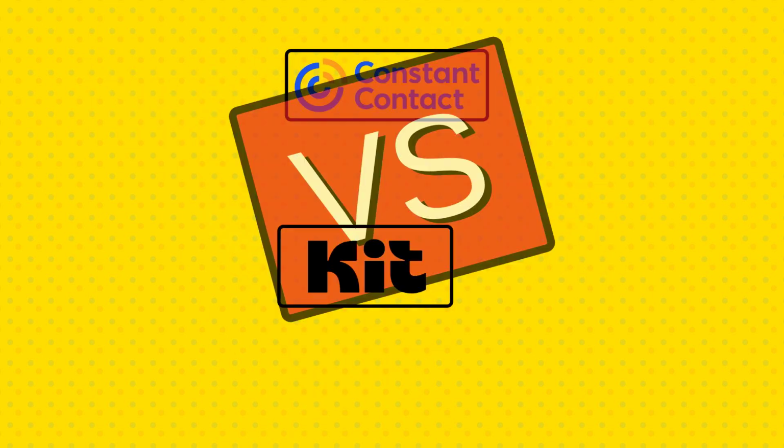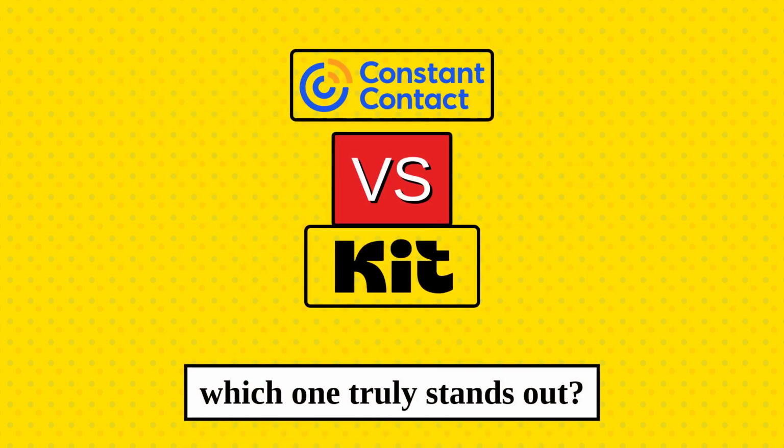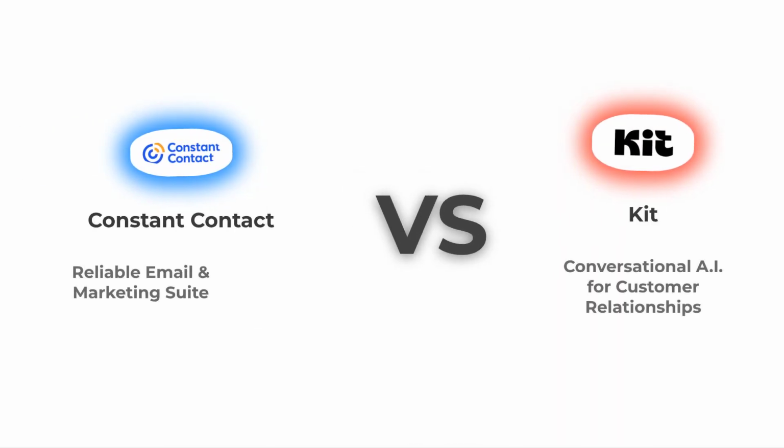Two leading email marketing tools, one crucial choice. Which one truly stands out? On one side, we have Constant Contact, a longtime favorite for businesses big and small. On the other side, Kit, the rising star promising smart automation for busy entrepreneurs.